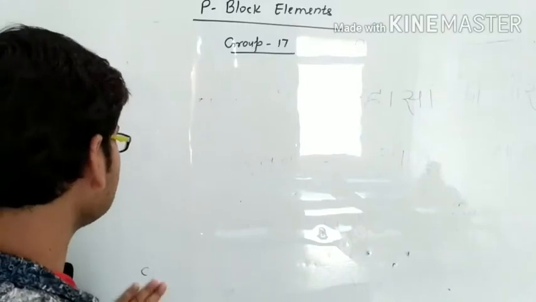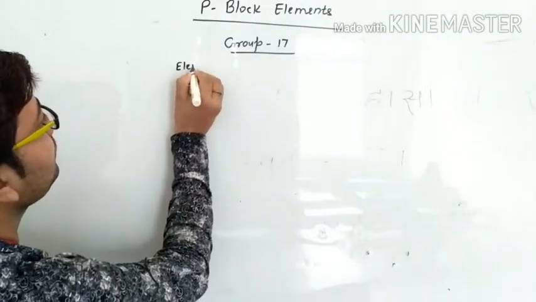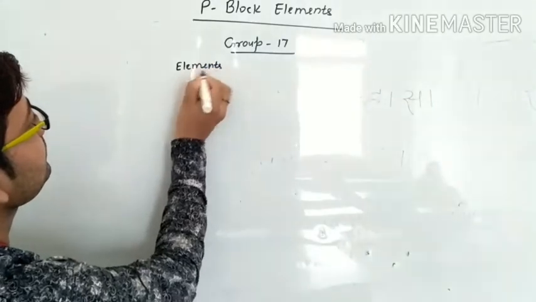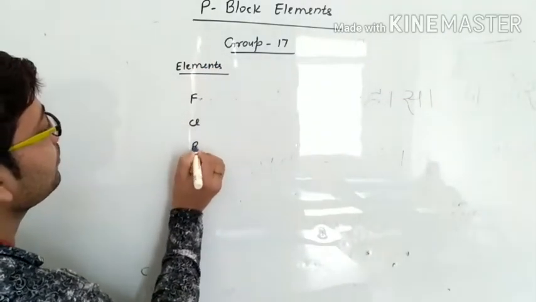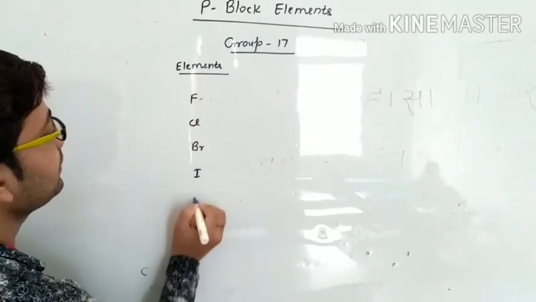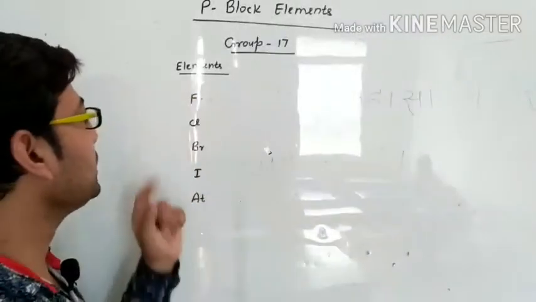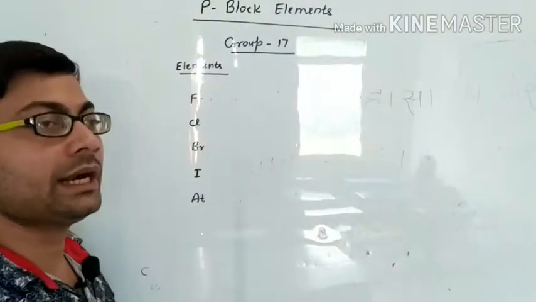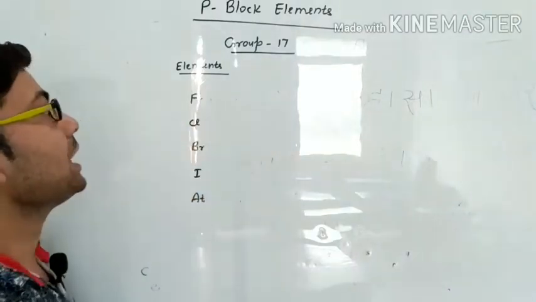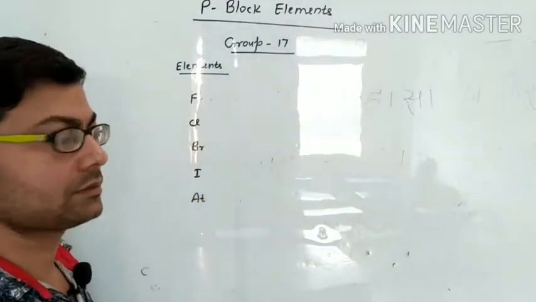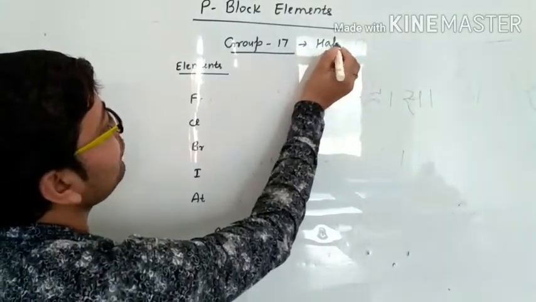The elements of group 17 are fluorine, chlorine, bromine, iodine and astatine. These elements are called halogens, and this family is called the halogen family.